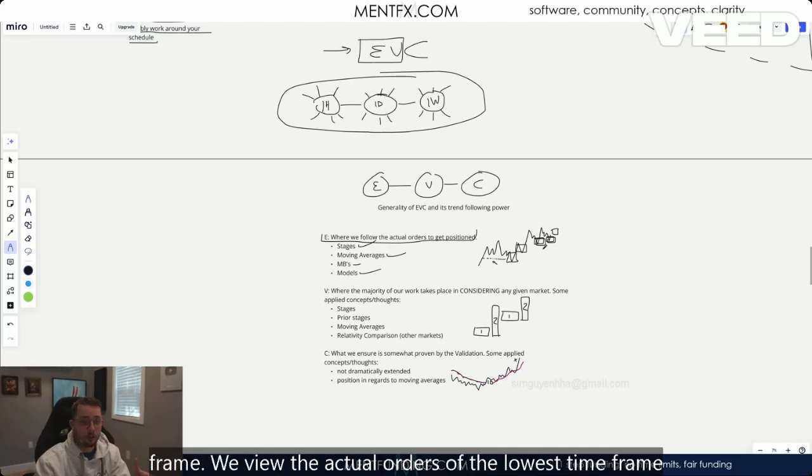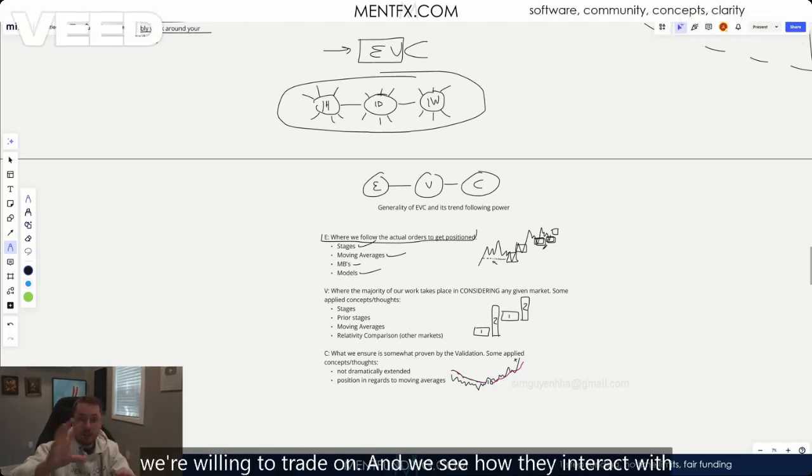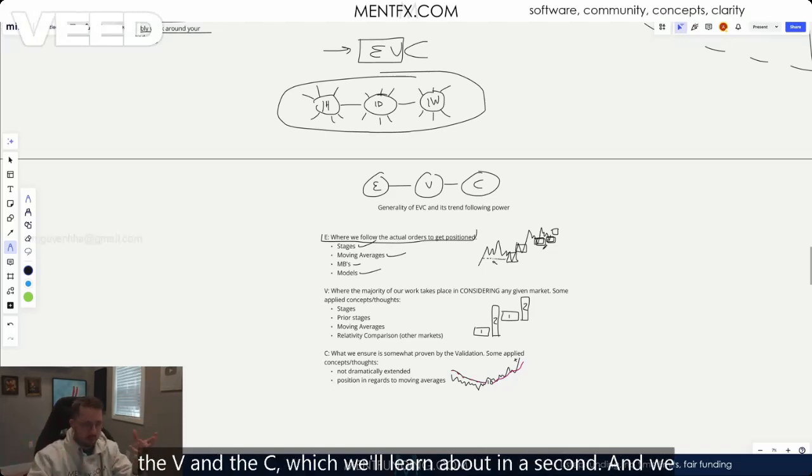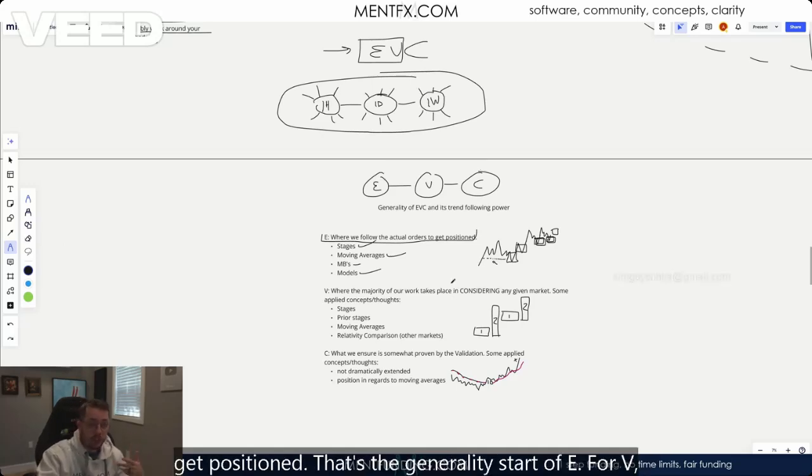That's the entry time frame. We view the actual orders of the lowest time frame we're willing to trade on, and we see how they interact with the V and the C, which we'll learn about in a second, and we get positioned. That's the generality start of E.